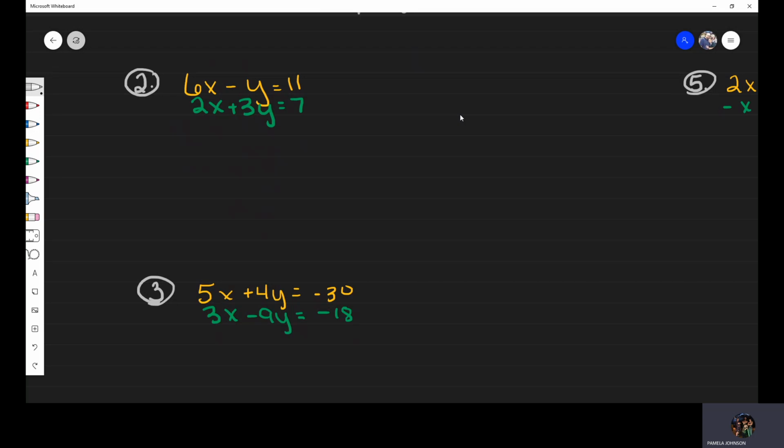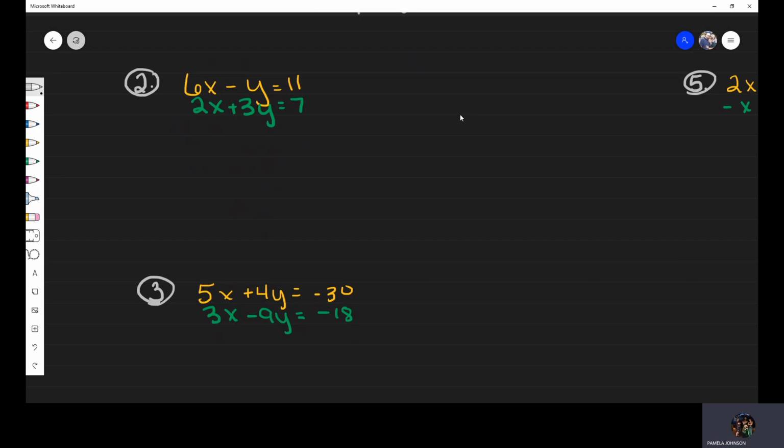If I want to get rid of my y, since they have opposite signs, then I would need to multiply that top equation by 3. That means everything in the equation gets multiplied, not just the y. If I want to get rid of the x, I need to multiply the bottom equation by negative 3, okay? And that way it would get rid of the x's.